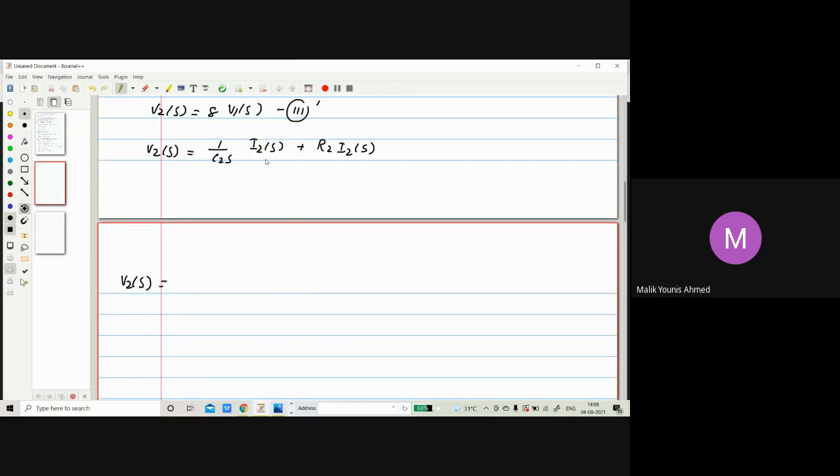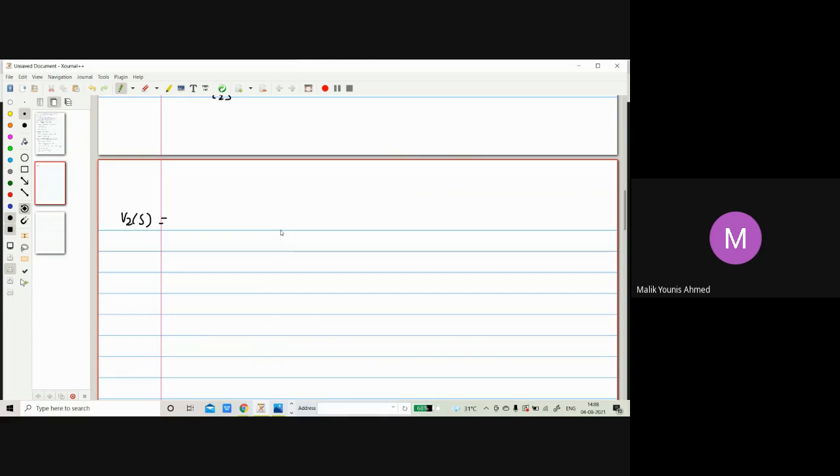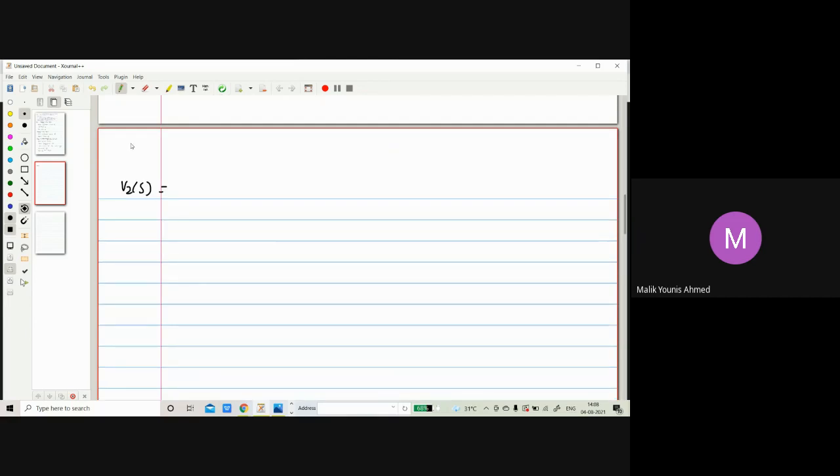We can combine this and we can take I2 of s common. So 1 plus R2 C2 of s divided by C2 of s. Just a bit of simplification is done here. So that is 1 plus R2 C2 of s divided by C2 of s, and this will be multiplied by I2 of s, and we'll call it 4 dash.